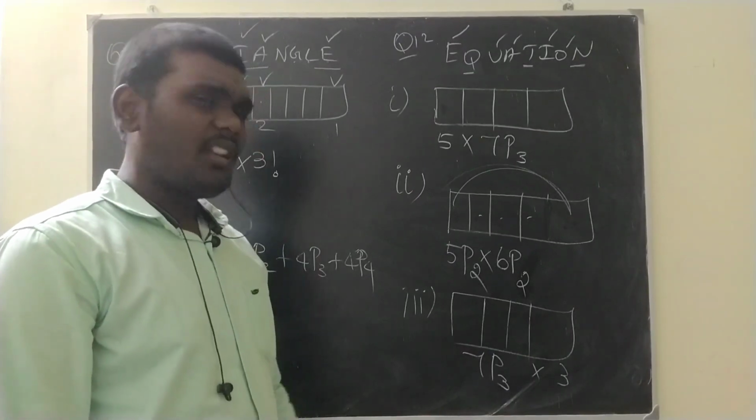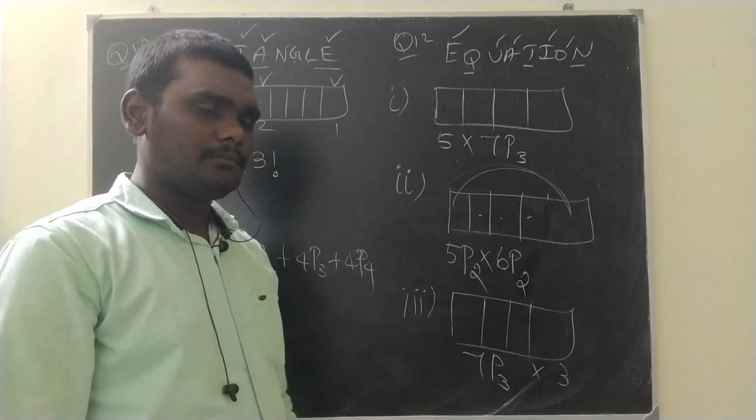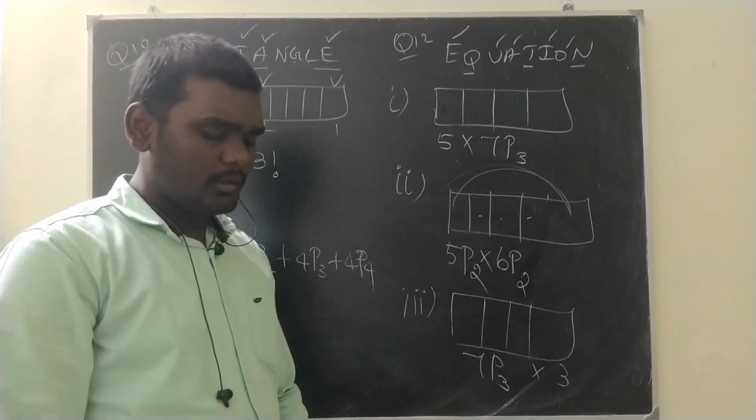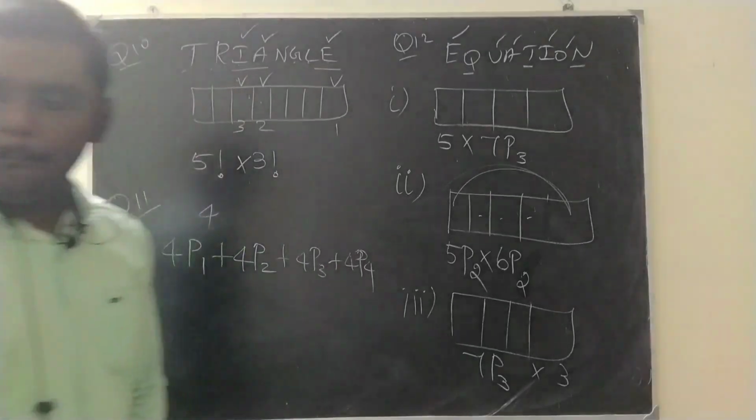3 into 3, or else 7 into 6 into 5 into 3. Okay. Which one is easier for you? 7 into 6 into 5 or 7P3? Both are easy. Okay. Then question number 13.